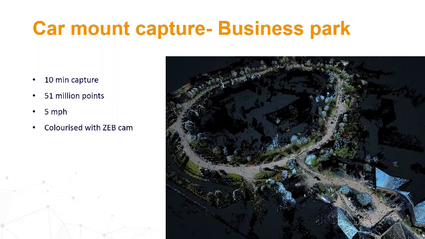And this is a similar example, but using the ZCam. When we use the ZCam, then naturally we had to decrease the speed because using the ZCam data involves reduced speed to correctly evaluate the colors. So in this case, the car was moving with an average speed of 5 miles per hour and was capturing this particular area for 10 minutes, again some 51 million points, and the results look very nicely.